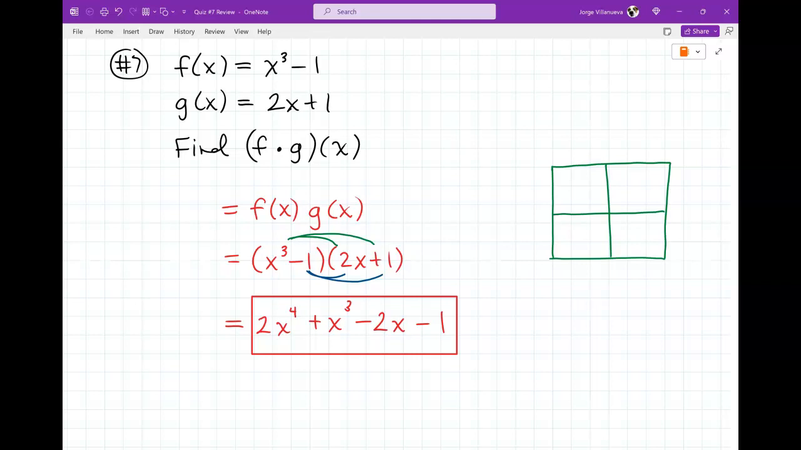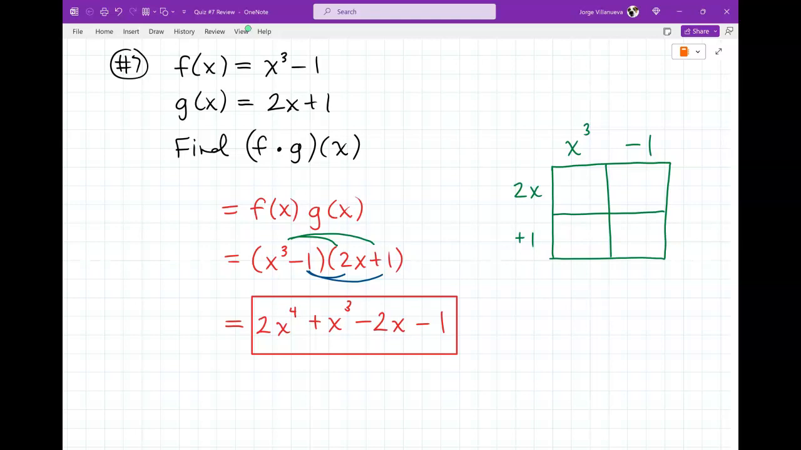So we have to do f of x times g of x. So f of x, I'm going to write on the top of those boxes. f of x is x cubed plus 1. Okay? g of x, I'm going to do it vertically on the left side. That's 2x plus 1. Oh, is it minus? Oh, minus 1. Sorry. Thank you. Minus 1. Thank you very much.